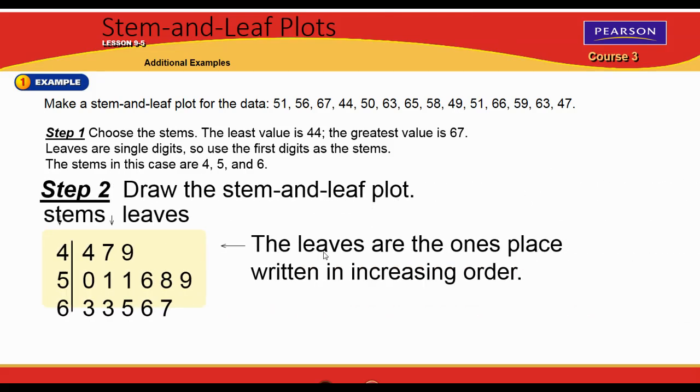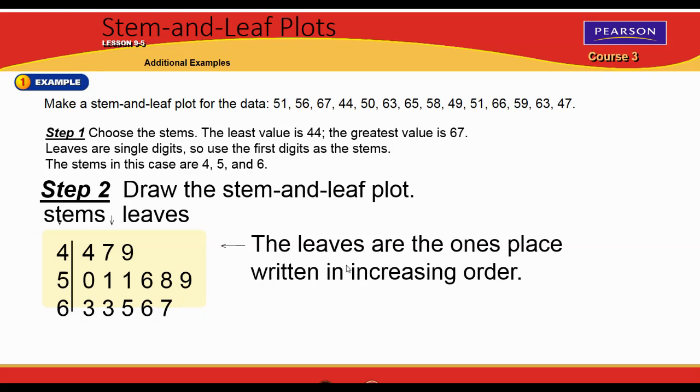It's easier just to show you a stem and leaf plot. You can see I've got 4, 5, and 6 representing the 40s, 50s, and 60s. In the 40s, I have 44, a 47, and a 49, and that's what this represents. So this 4 is 44, the 7 is 47, this 9 is 49. And then I've also got all the 50s: 50, 51, 51, 56, 58, 59, and so on. And same thing with the 60s.